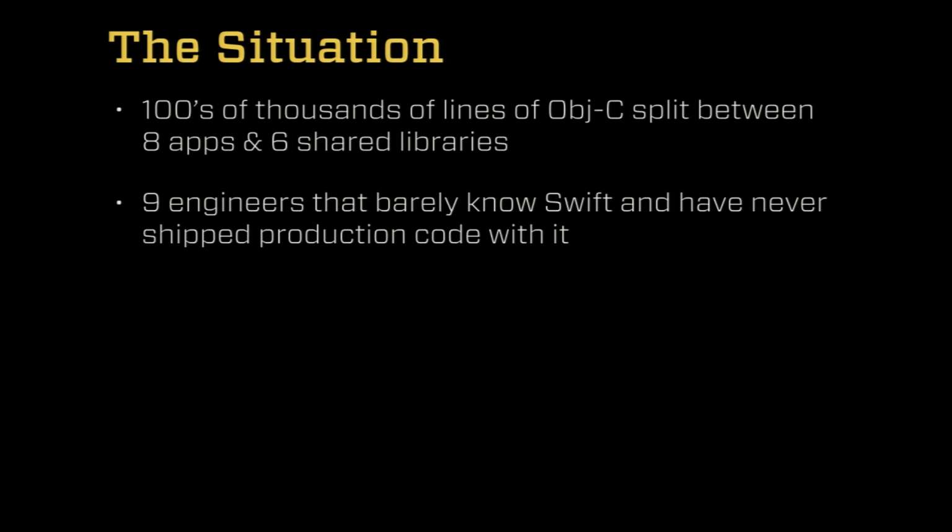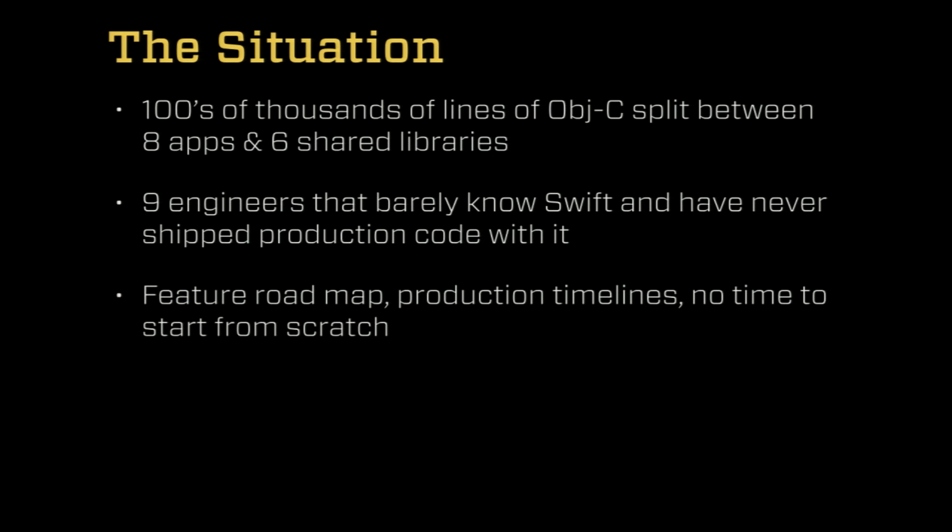So we have 9 engineers that barely, if at all, know Swift, and have never shipped it in production before. We had a long feature roadmap, a nice deep backlog that had been groomed and planned, and a lot of time dedicated to that, without a whole lot of time to start over and do it all over again. Also, not a whole lot of value to our brands to say, you know what, all those new features you want, we're going to stop, we're going to learn a new language, we're going to rebuild your current feature set, and you get nothing out of it.